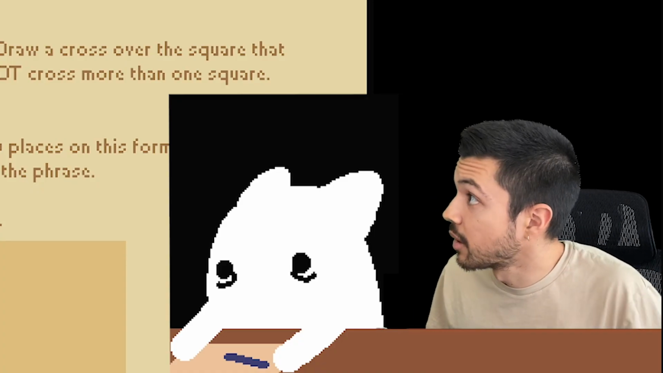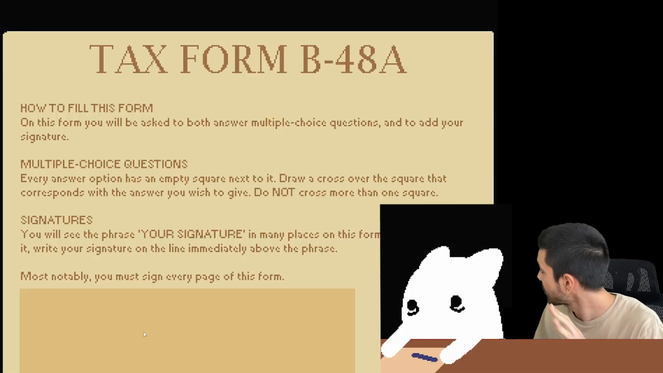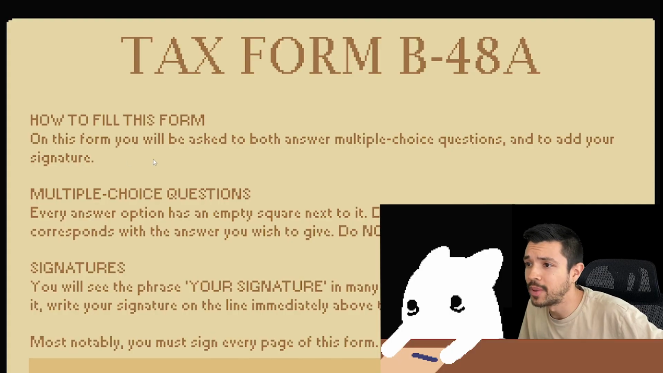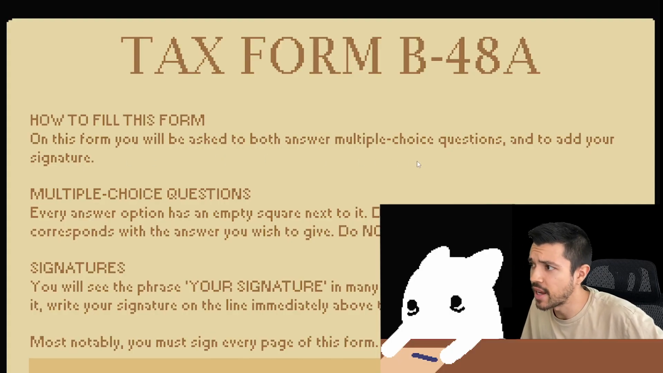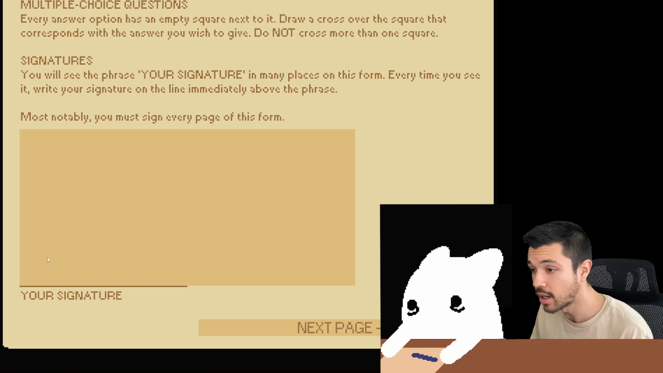Well, the music got very ominous. Don't worry about that. This is gonna be easy, okay? As you can see from the top, this is a B48A tax form. How to fill out this form. On this form, you will be asked to both answer multiple choice questions and to add your signature. See, it's really simple, Baba. We're just gonna be doing some multiple choice and writing your name down a lot.